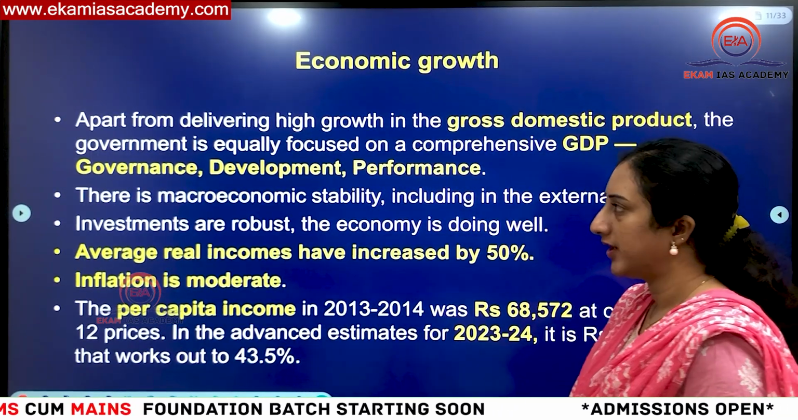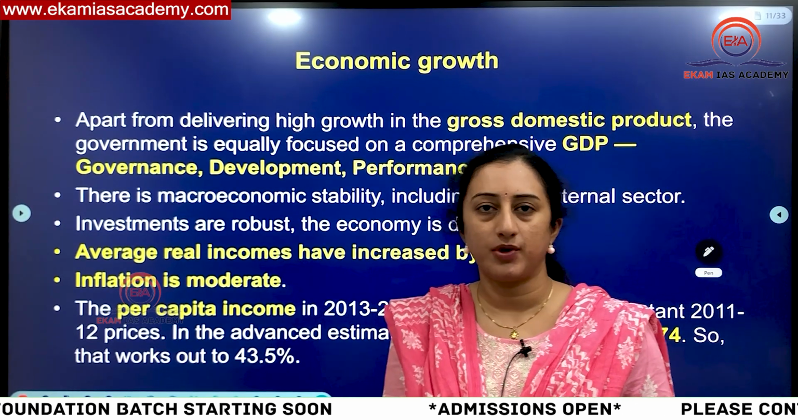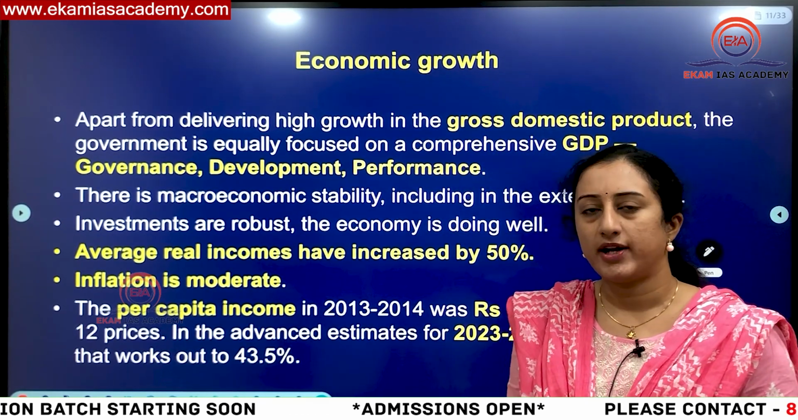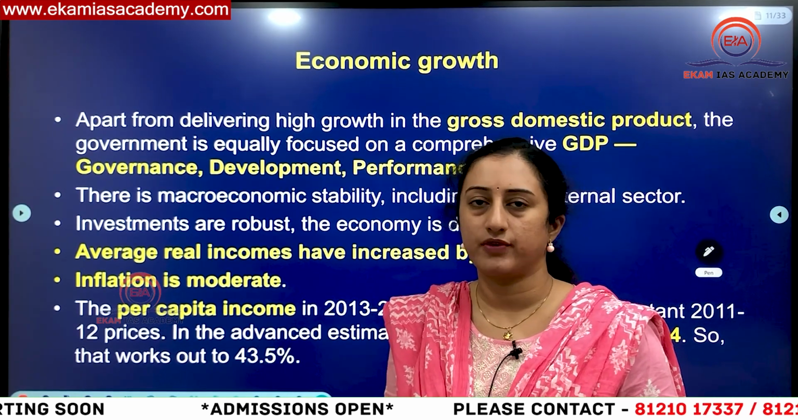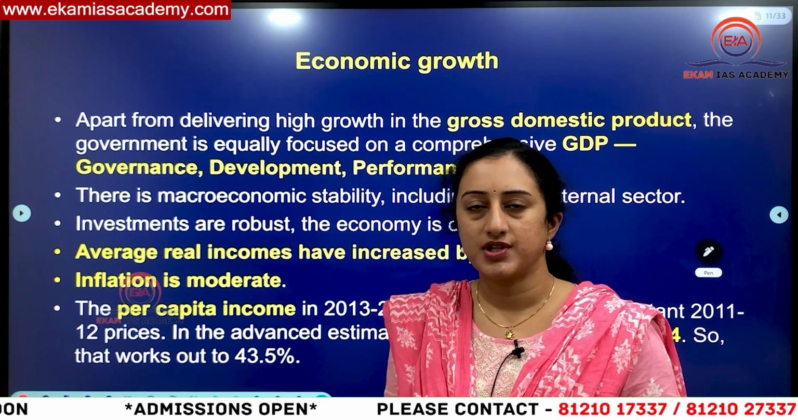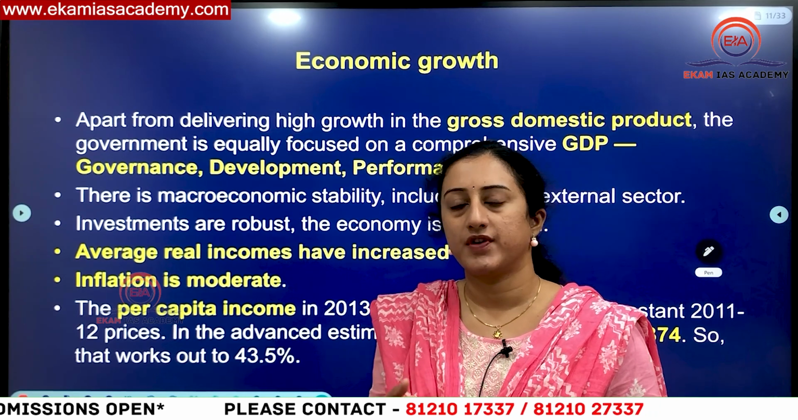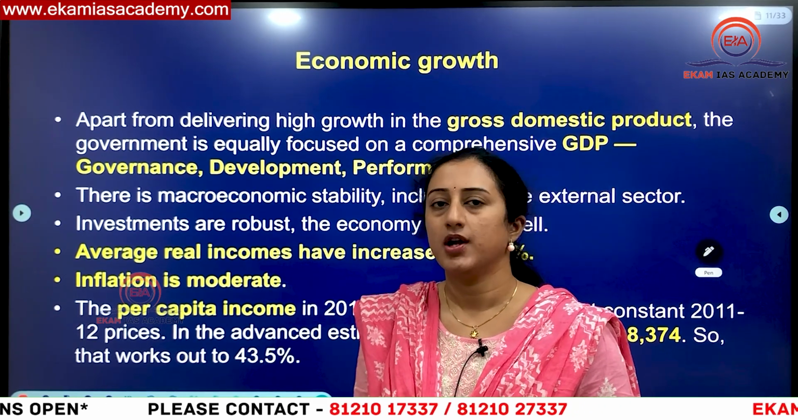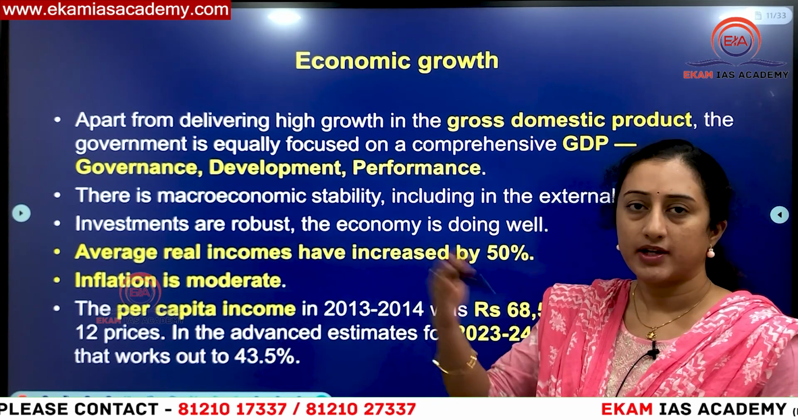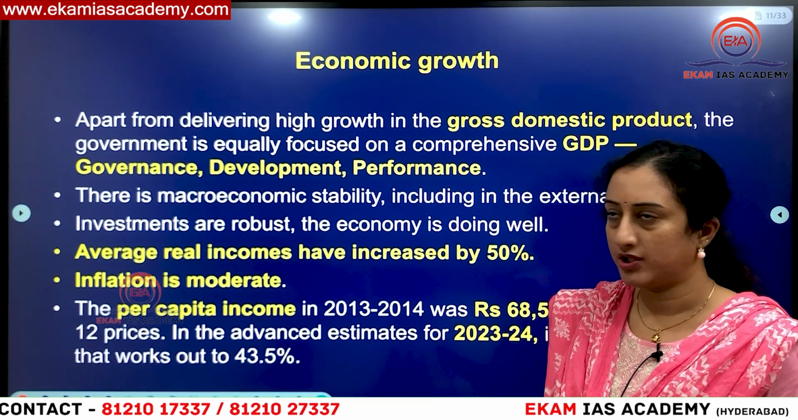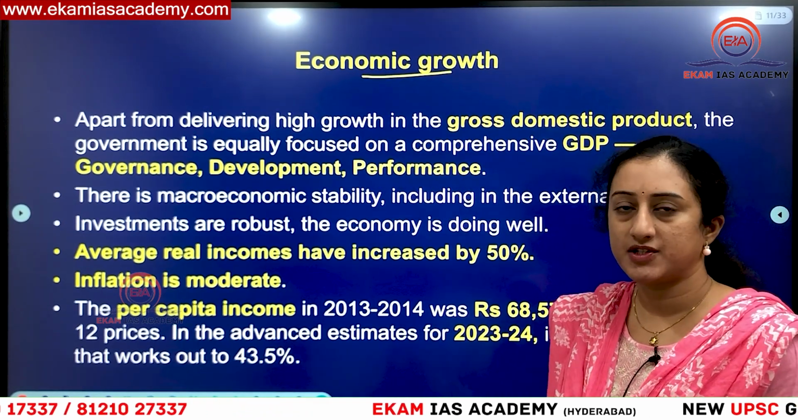Then economic growth. Normally we measure economic growth in terms of the GDP of a country. GDP means the total value of all finished goods and services produced within the territory of the country. It includes the goods and services produced by nationals and also foreigners. That is the difference between GDP and GNP, right? Presently we are approaching a $5 trillion economy, and this economic growth is redefined in this particular budget.